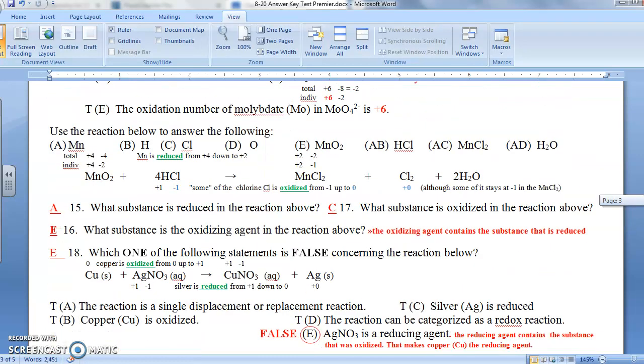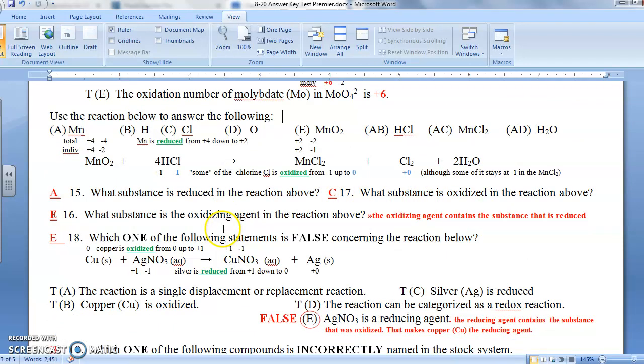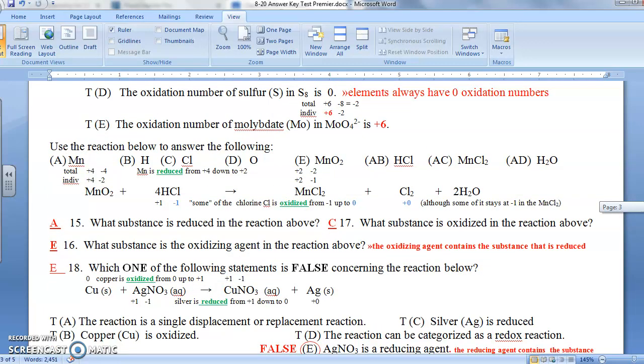All right, now 15, 16, 17, 18. Or actually 15, 16, 17. We're dealing with this reaction right here. Use the reaction below to answer the following. Here we have manganese 4 oxide reacting with hydrochloric acid, and when we're done, we have manganese 2 chloride, chlorine gas, and water. First question they're asking is what substance is reduced?